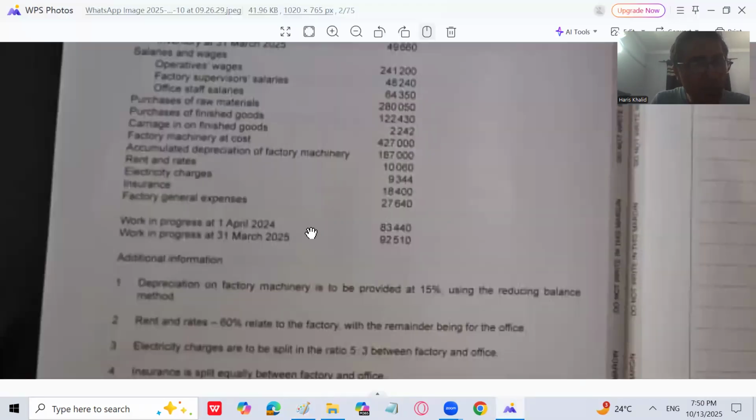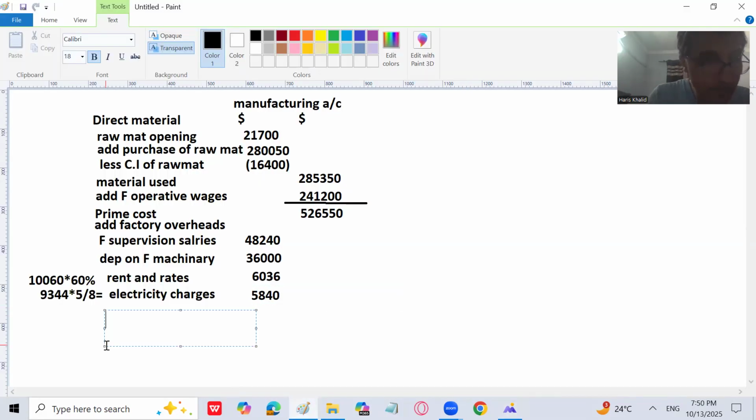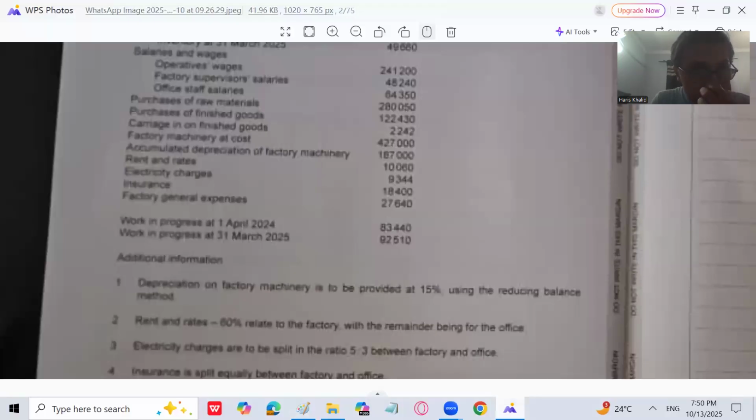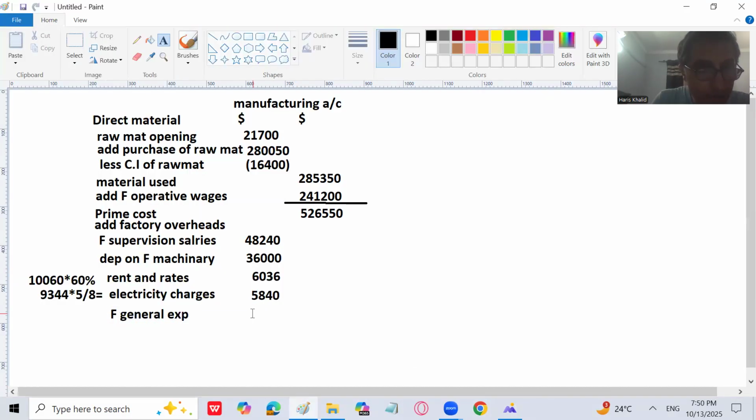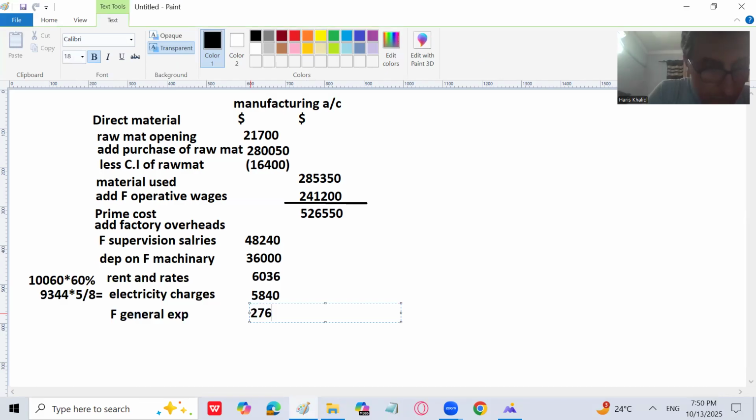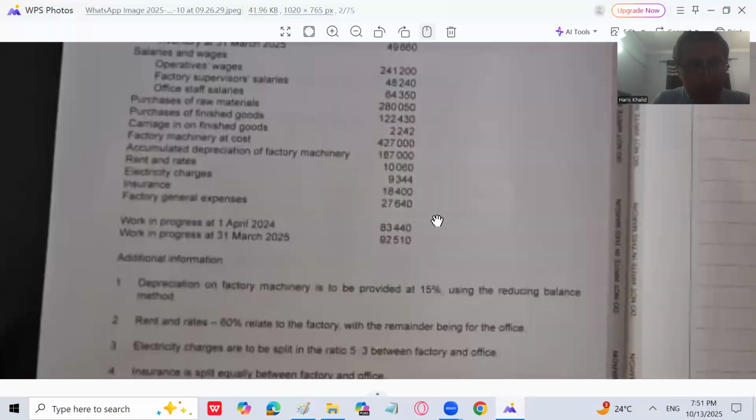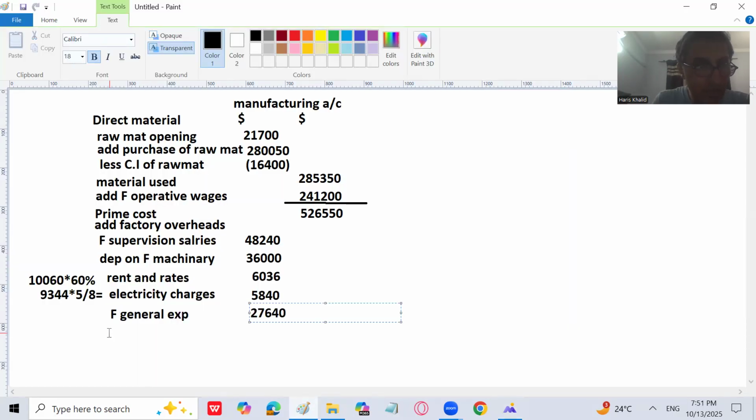After electricity, we have insurance and factory general expenses, 27,640. So let me write here first the factory general expenses. That is 27,640. I will write here 27,640. Now let me do insurance, which is 18,400, and insurance is split equally between the factory and the office. So we have to split insurance equally between the factory and the office.